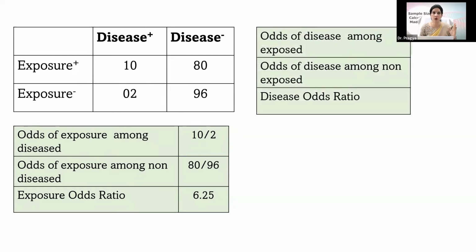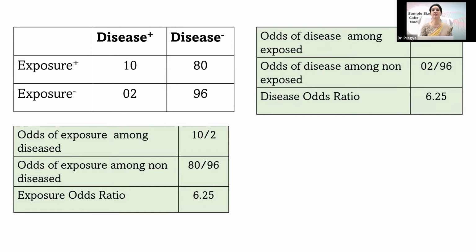Now, what will be the odds of disease among exposed? Please type in the chat box. Odds of disease among exposed. Yes, Gaurav, Nilima, Prem, Sanjeev, Srijan, Dhananya. Yes, you are right. It is 10/80. And what will be the odds of disease among non-exposed? Yes. So Srijan, Vijna, Tanya, Premal, all of you are right. It is 2/96. And what will be the disease odds ratio? If you calculate the disease odds ratio, numerically it will be the same, 6.25.